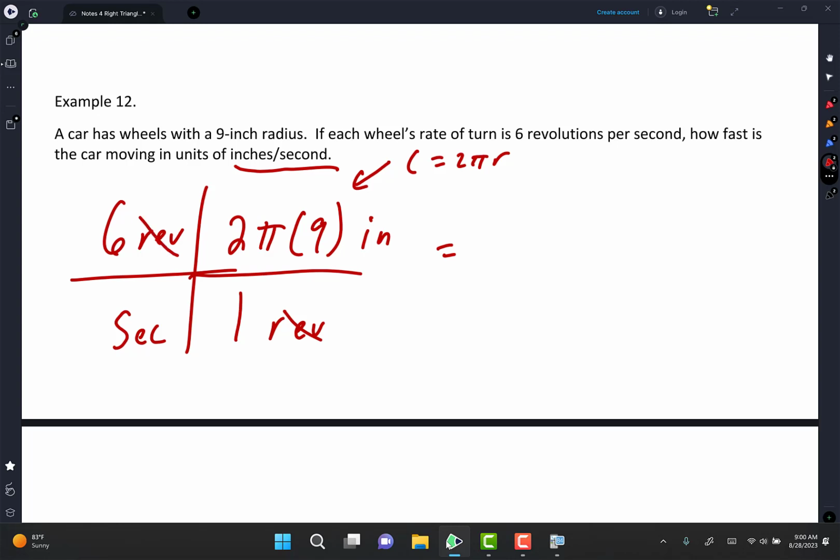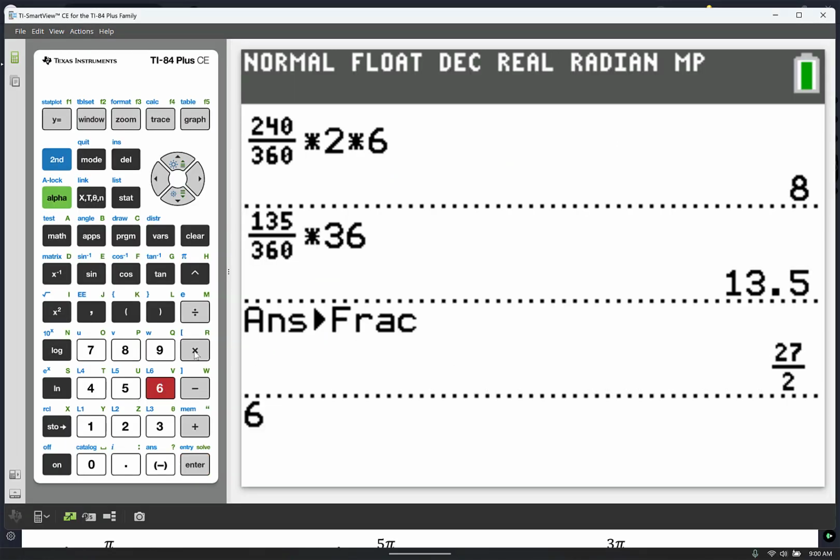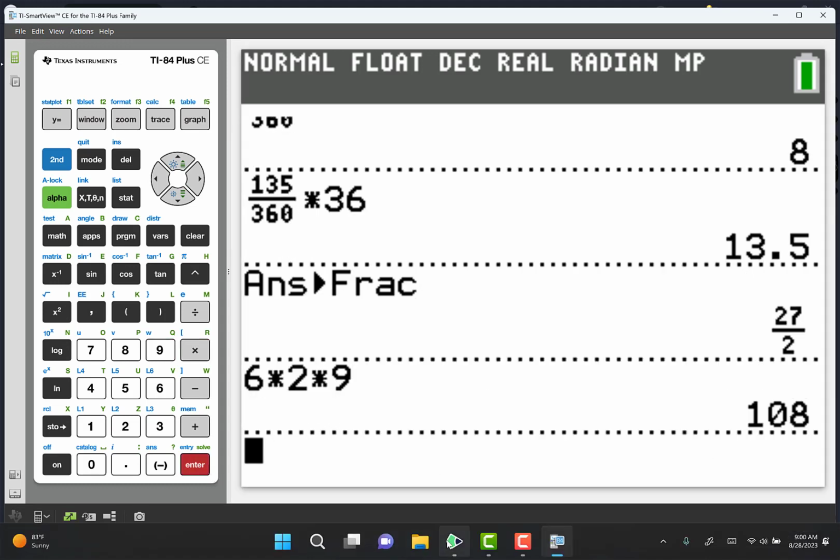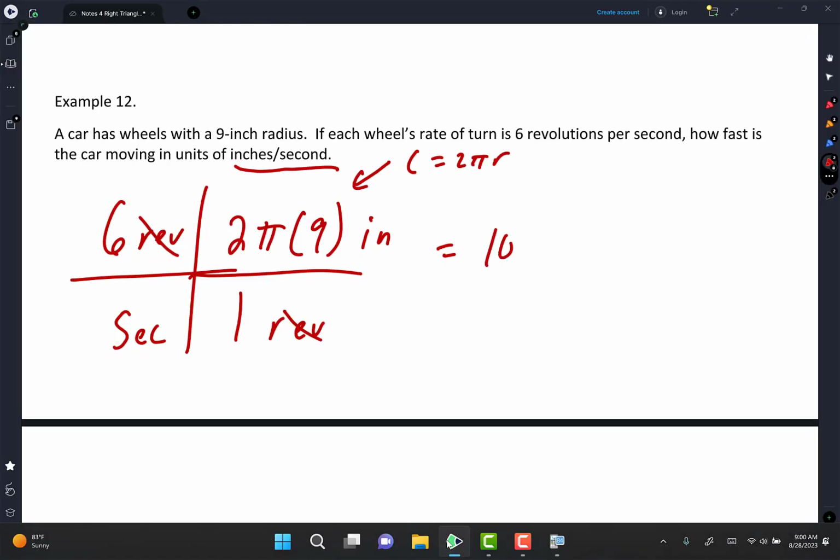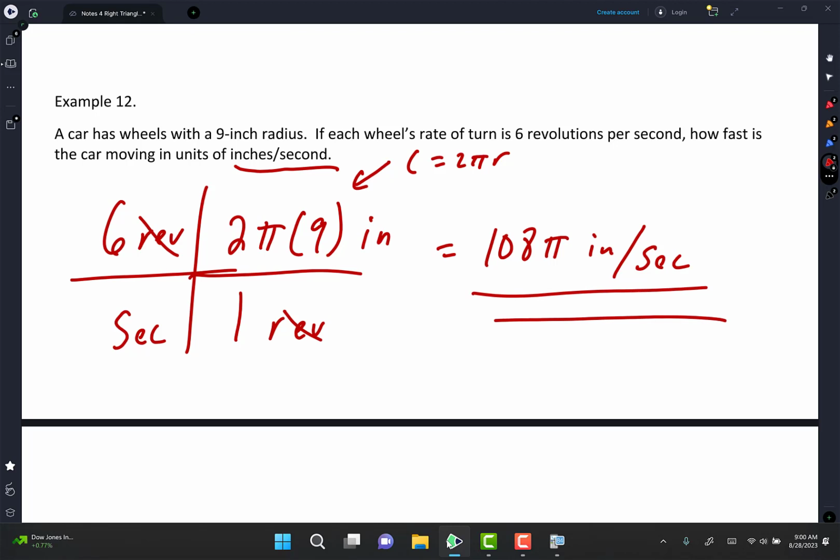So I take my calculator. I'm going to leave it in terms of pi, guys. I'm going to go 6 times 2 times 9. And I get 108. And I put the pi back in there. 108 pi inches per second. If there's units, you should always use units. That's how fast this is going.